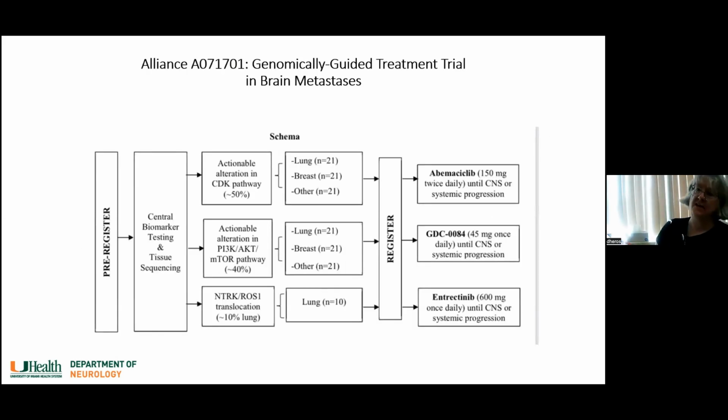And this is an Alliance multi-center clinical trial that is now being done. We are a center for this clinical trial, and hopefully we will be able to recruit some patients. The purpose of the trial is to study the genomic changes in CNS disease and compare it to the genomic composition of the primary tumor, and then select a small molecule inhibitor that matches the genomic abnormalities of the brain metastasis.